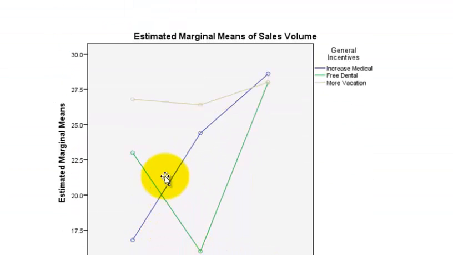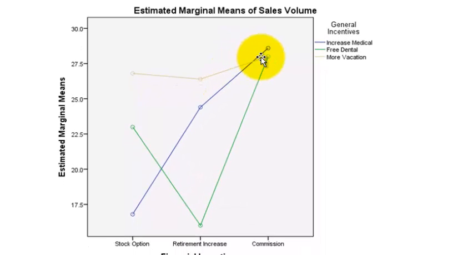Okay, let's look at your profile plots. Yeah, and these are perfect. You could see that they're crossing all over the place, which means there's interaction galore. But that's it.